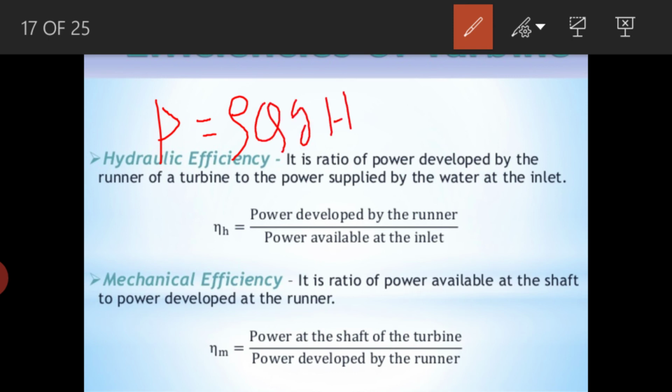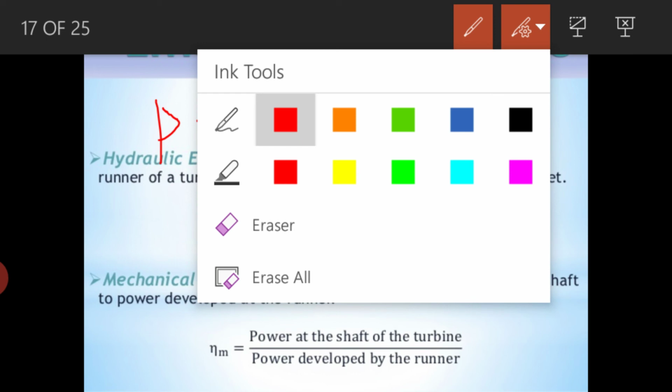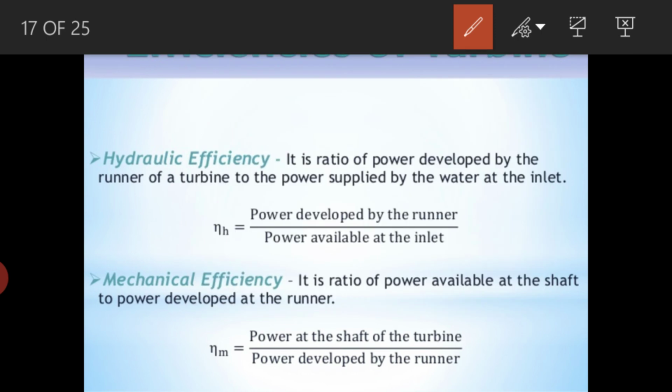This much power is available. This is also called the water power, where Q is the discharge and H is the net head on the turbine. Then the hydraulic efficiency is expressed as the power developed by the runner divided by rho Q g H. The next is the mechanical efficiency. In mechanical efficiency, it is the ratio of power available at the shaft to the power developed at the runner.